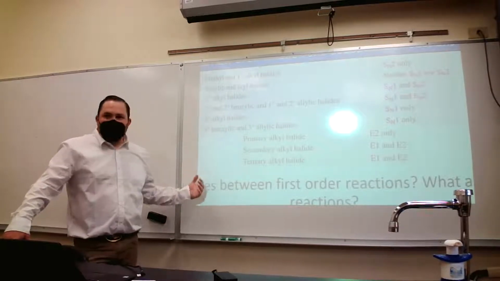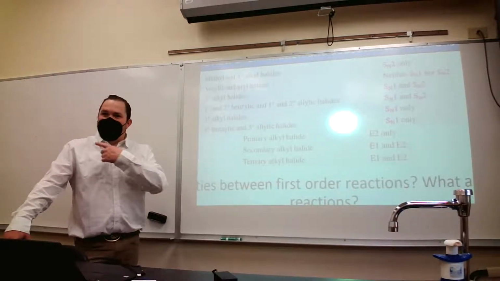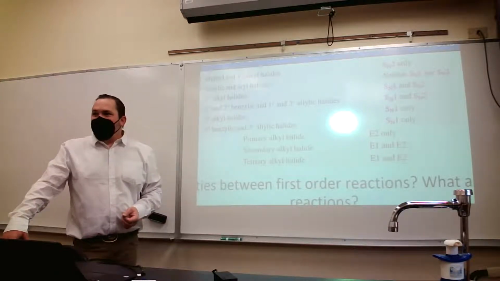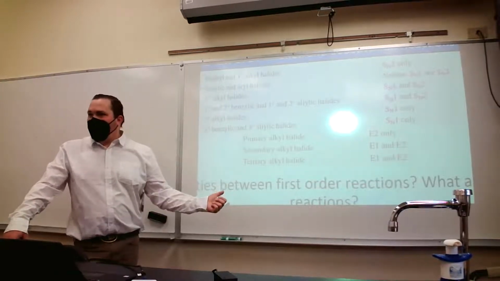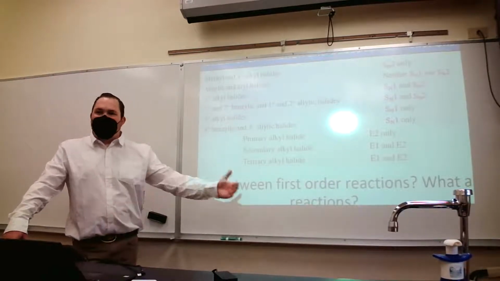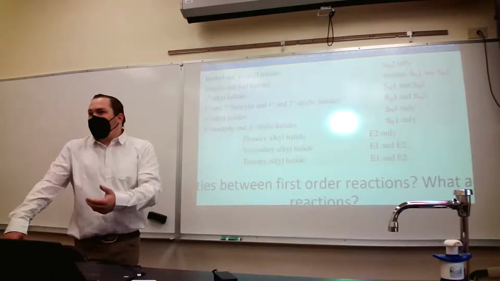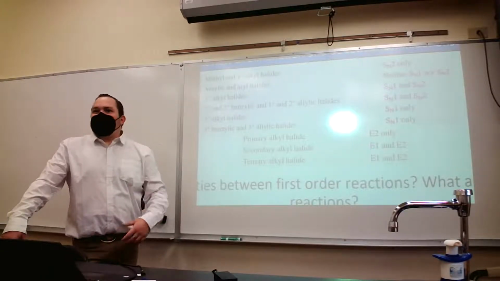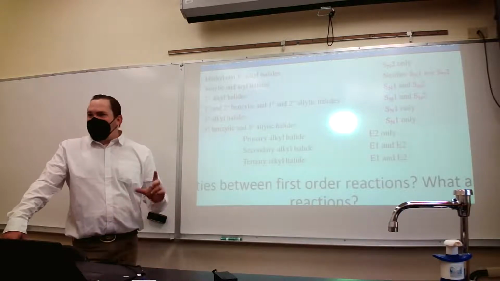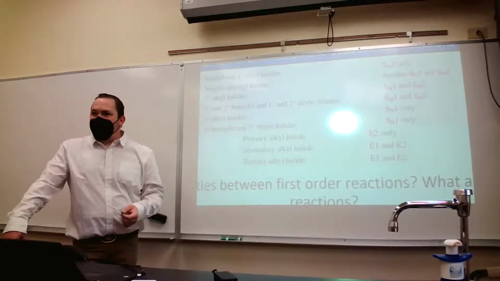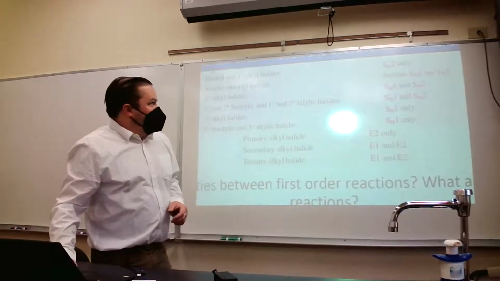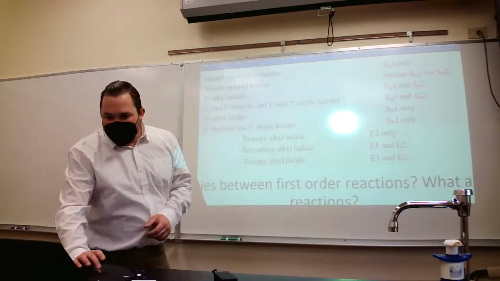And they all have their own sets of wrinkles. For example, for E2, we have to worry about where the hydrogens are on the alpha carbons, and how many there are, and whether we're getting the E versus the Z. And we want to make the most substituted alkenes. We don't have to worry about any of that for substitution. But for substitution, we have to worry about things like the SN2 reactions that flip the stereochemistry. Right, so they all have their own set of complications.